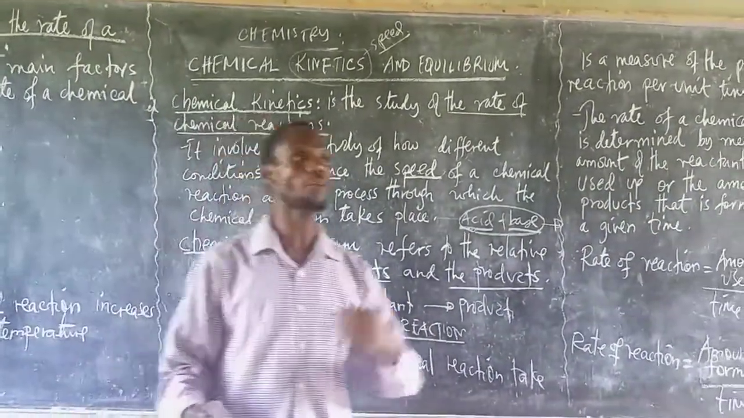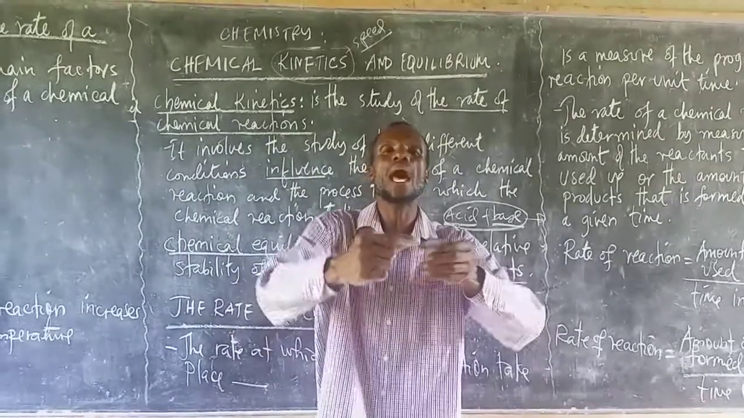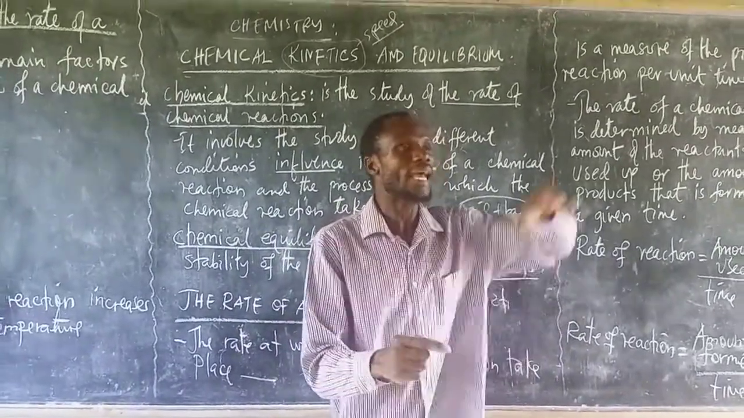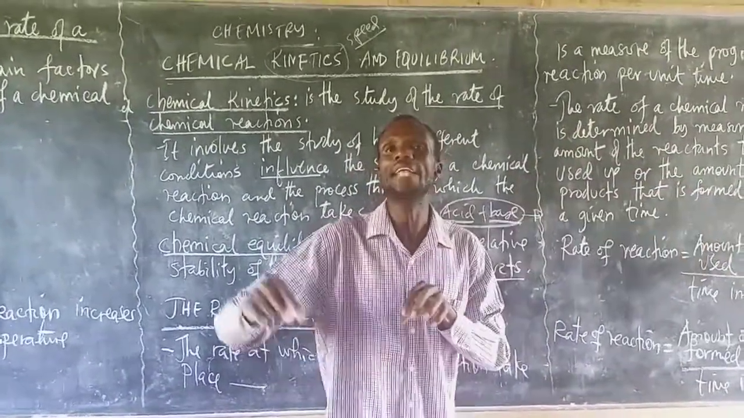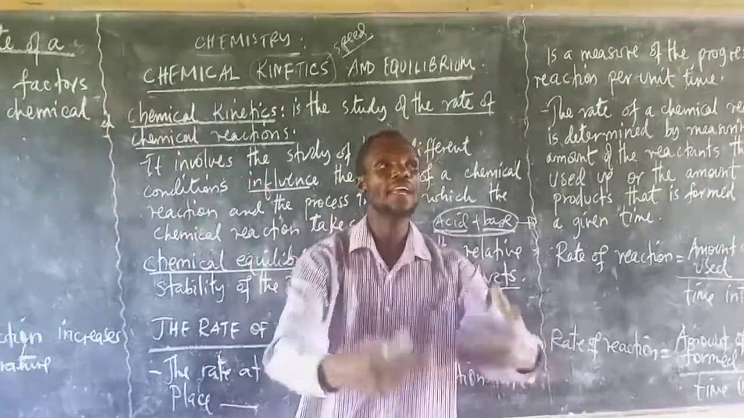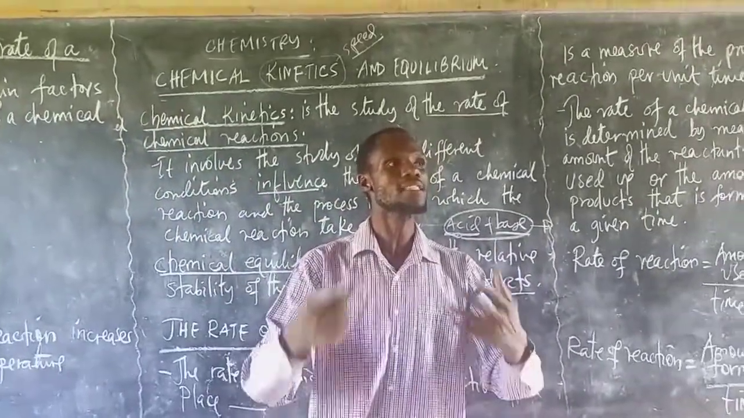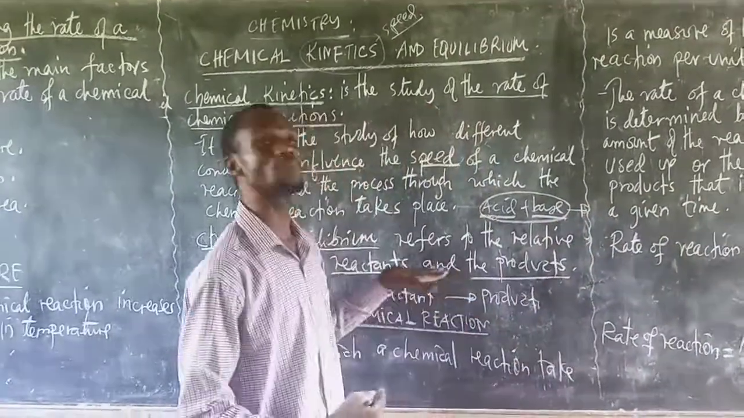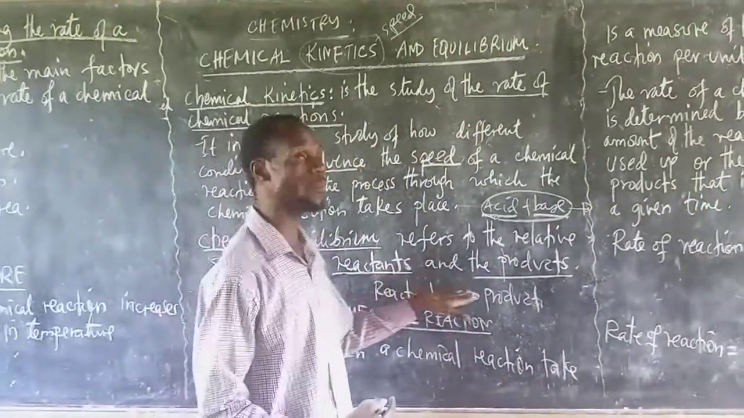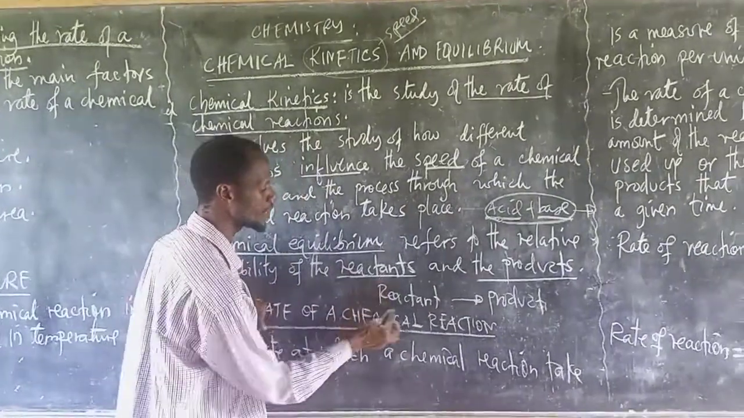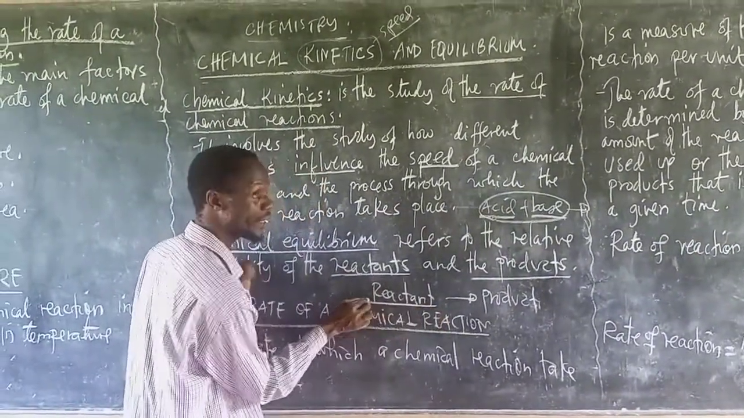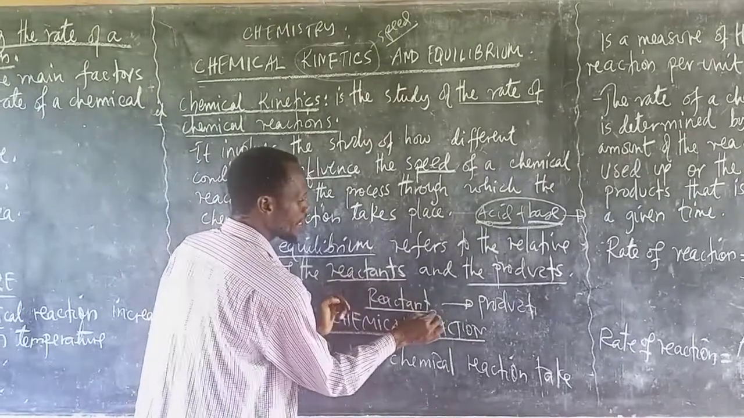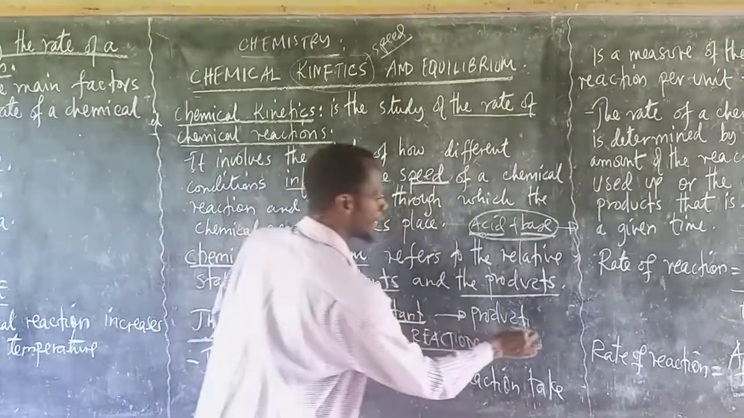When we talk about chemical equilibrium, it is all about considering the reactant that is being used and the product that is being formed. Are they in a state of balance? If they are not in the state of balance, there is a problem somewhere. And if there is a problem, we have to do something so as to balance the equilibrium between the reactants and the product.